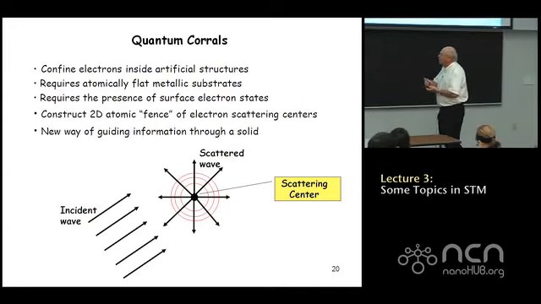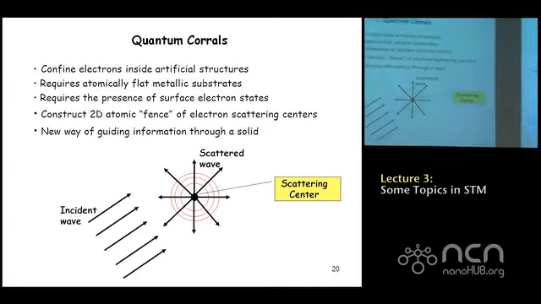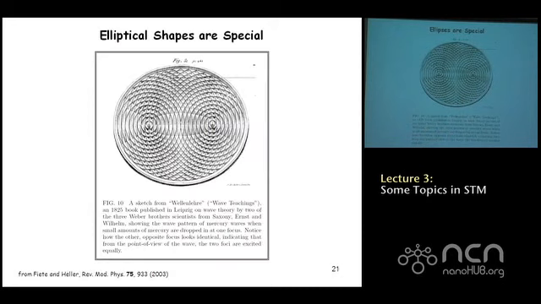And these scattering centers are going to be atoms that are arranged with an STM tip into a prescribed shape. What you have to realize is that ellipses are special. The shape of an ellipse is very special when you're thinking about scattered waves. And this was demonstrated back in 1825 by some Germans who took an elliptical bowl, filled it with mercury.